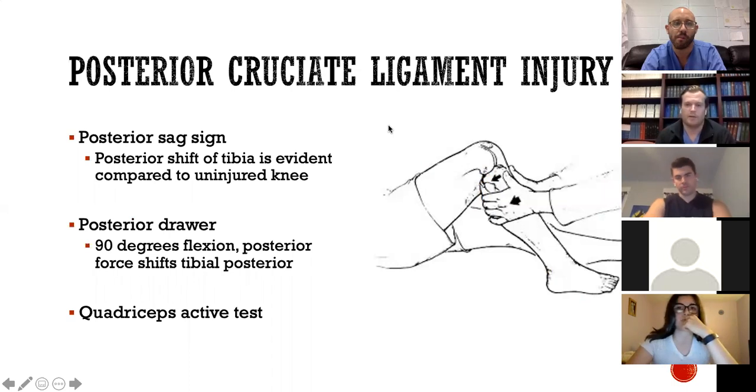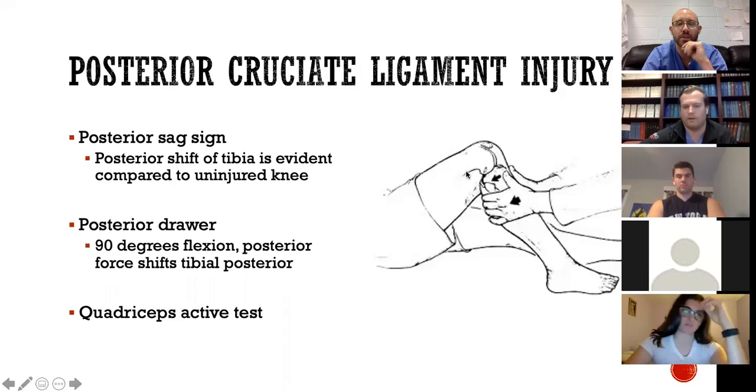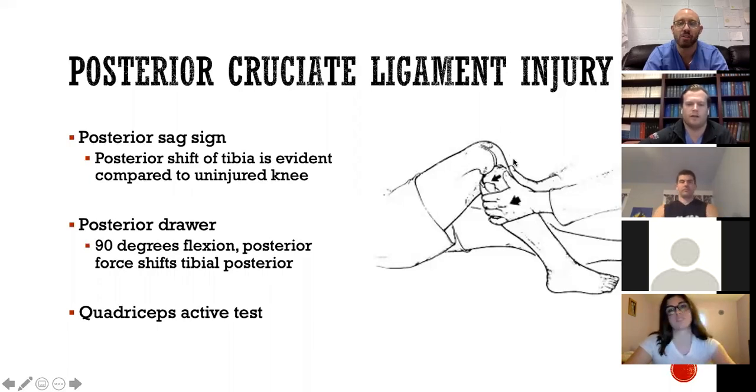A couple different tests for the PCL injury: you can note that there's something called a posterior sag sign. As you're comparing the knees in a supine patient, you'll note that there's a posterior shift of the tibia evident compared to the uninjured knee. If you think about looking at this graph, which is actually for our next test, the posterior drawer, if you have the knee flexed up compared to the uninjured knee, gravity itself will cause a posterior translation of the tibia in relation to the femur compared to an uninjured knee where the PCL is competent.